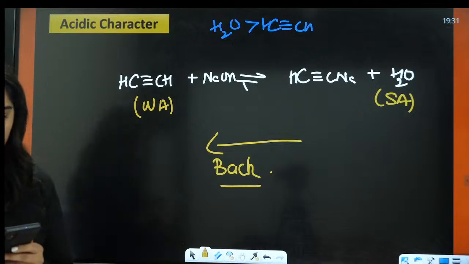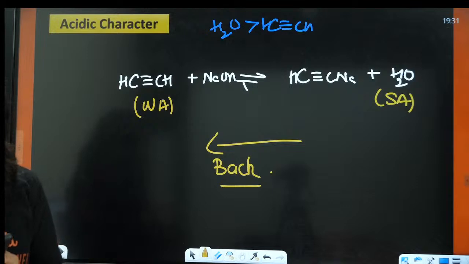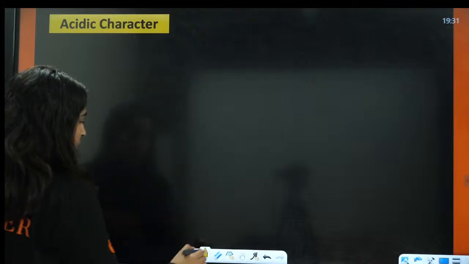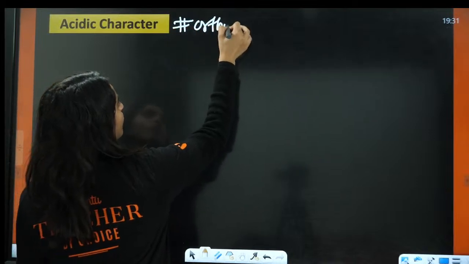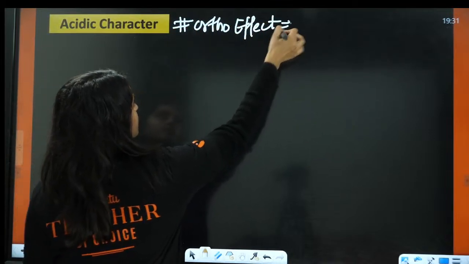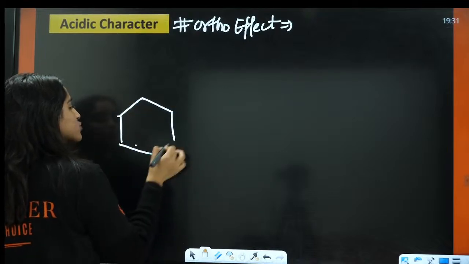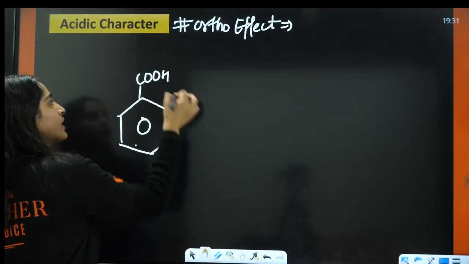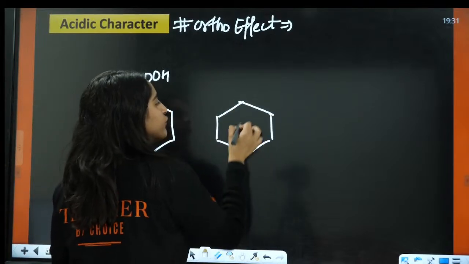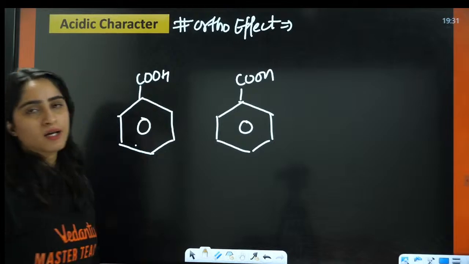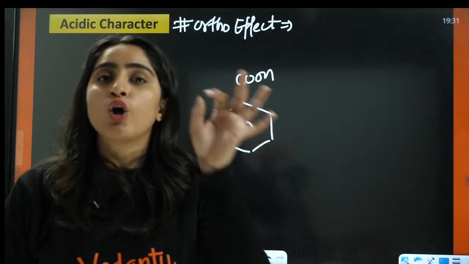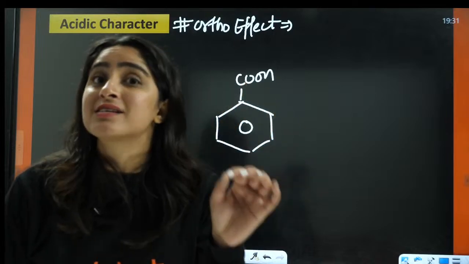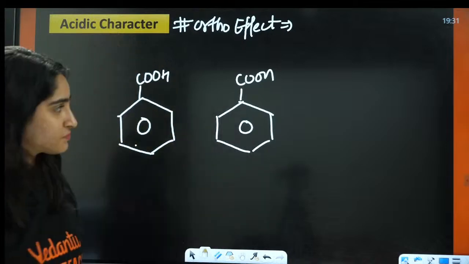Now, okay, let us do the ortho effect. I am writing this, ortho effect. So this says if you have a benzoic acid, no matter if it is a plus I or minus I group, whatever group is attached to it, if that group is on the ortho position, that particular acid will be the most stable acid.